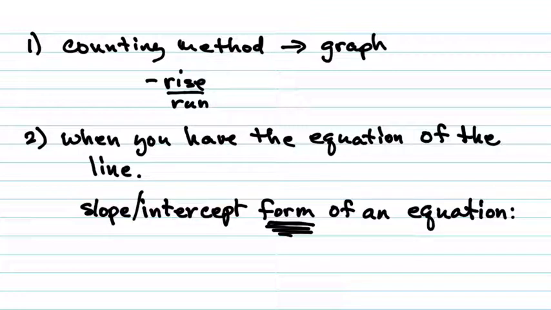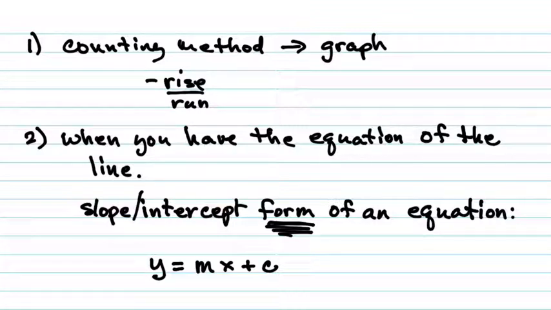And here's the form. The form is y equals m. Have we seen m before? Yes. It's the symbol for gradient. So m is the gradient. x plus c. What's c? It just depends on where you've learned it, but in the New Zealand books, they call it c. It makes sense that they call it c, and let me show you why.